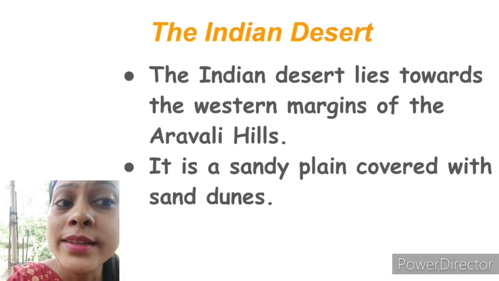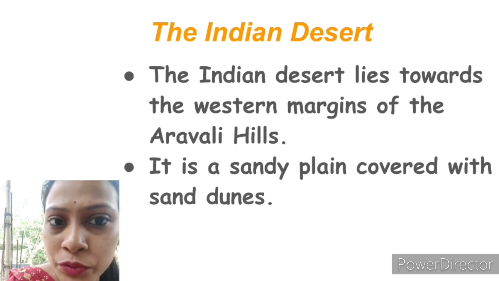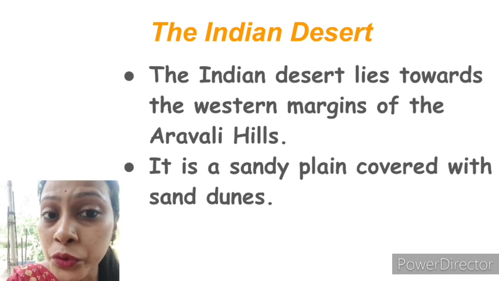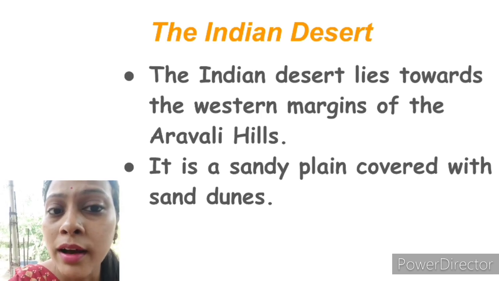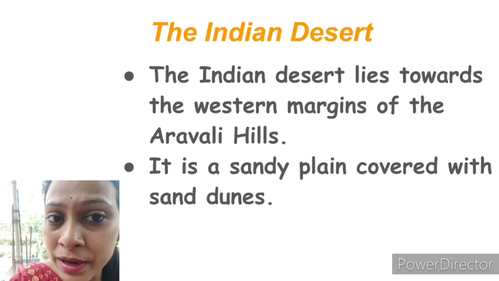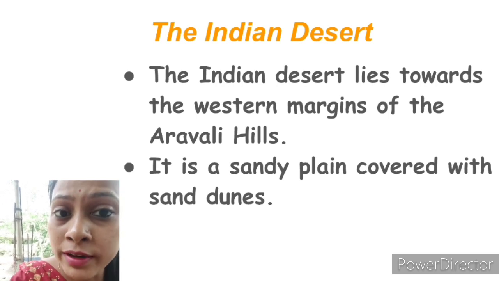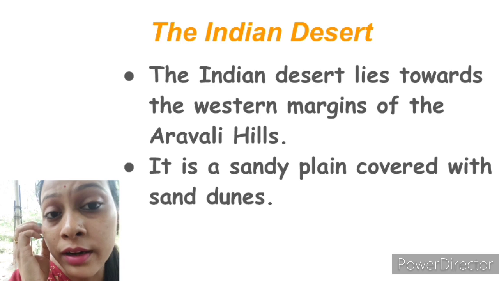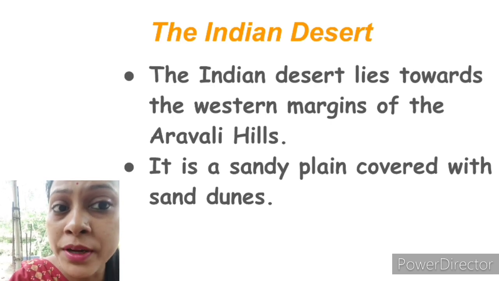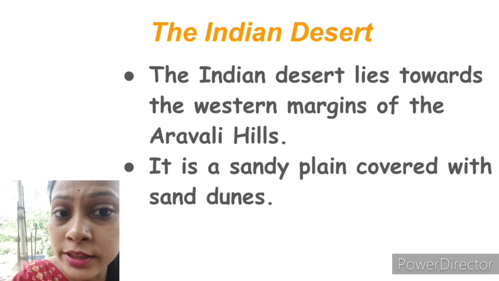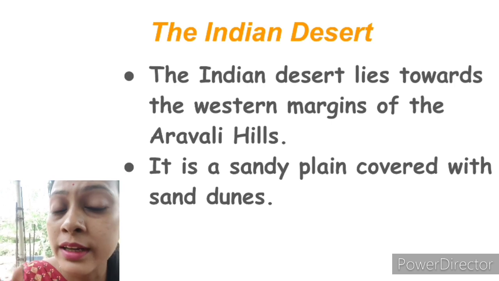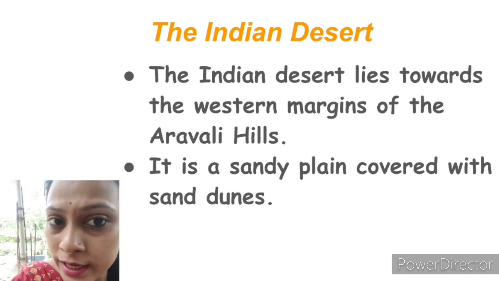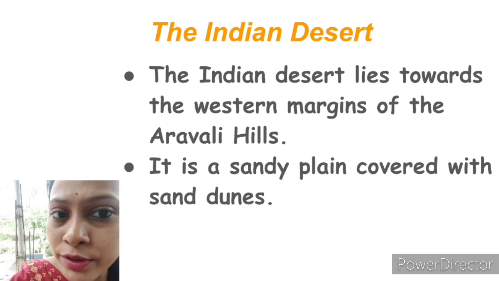Then it is a sandy plain covered with sand dunes. It's already known to you, you might have seen that the Thar desert is made up of finer sands, and they are characterized by the formation of sand dunes, low hills of sand which are deposited due to wind action in low-lying areas. All right, sand dunes you have seen in pictures.